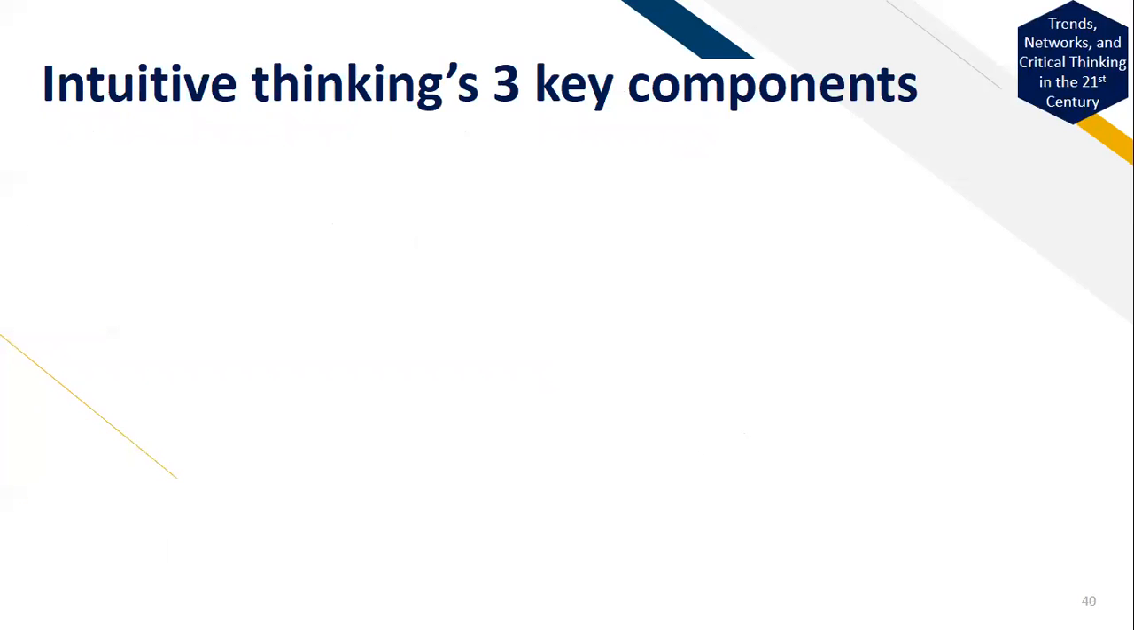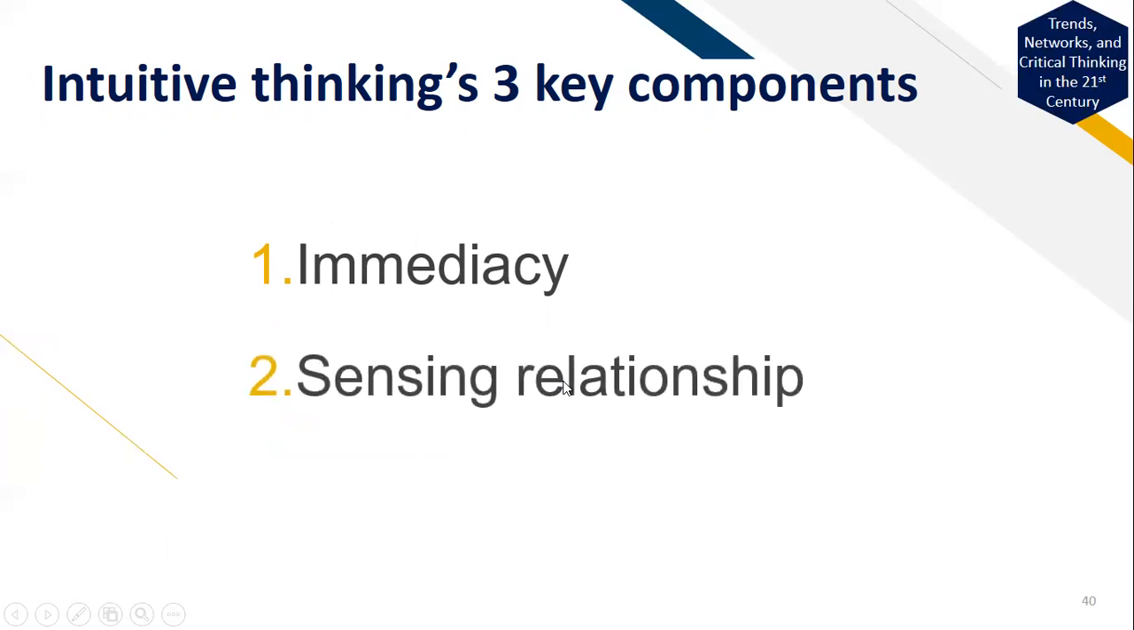So, that is intuitive thinking. So, merong 3 key components ang intuitive thinking. Number 1 is, of course, immediacy, or yung sinasabi natin mabilisan, sensing relationship. So, ano yung relationship ng isang pangyayari sa gagawin mo about that pangyayari. Okay? And of course, reason. So, bakit mo yun nagawa?